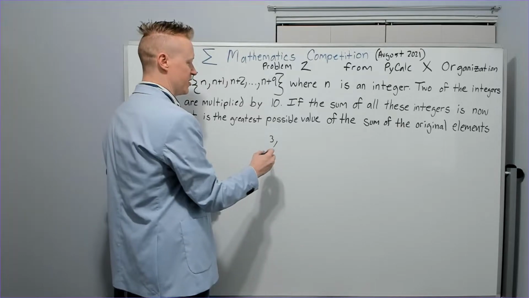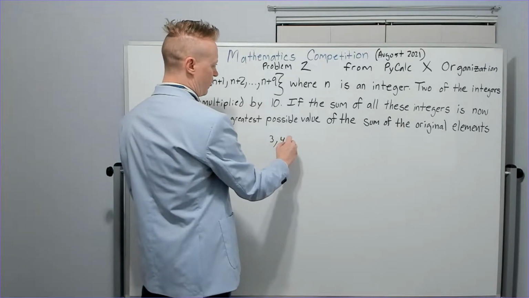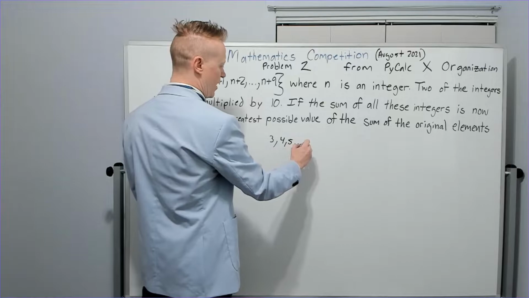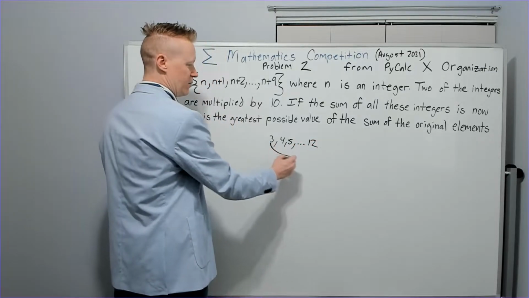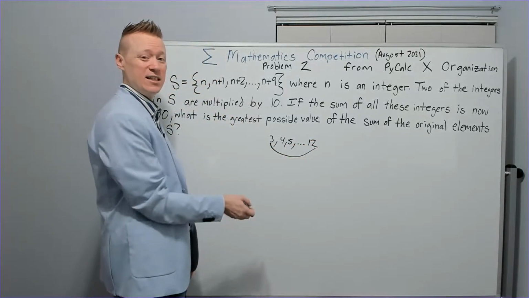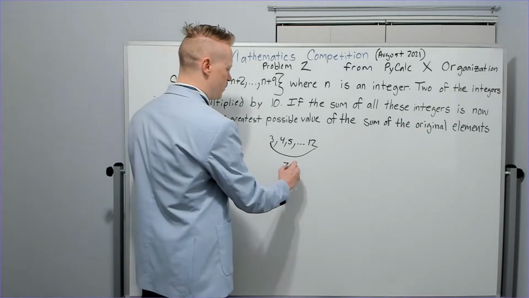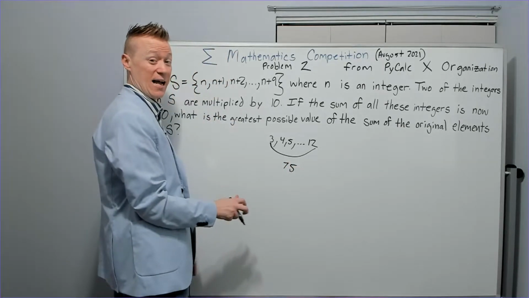10 digits, essentially. And so if I do 3, 4, 5, and I go all the way to 12, and I was to add these numbers, I would get 5 sets of 15 using the Gaussian method. That would be a sum of 75. Okay, as I started with that.